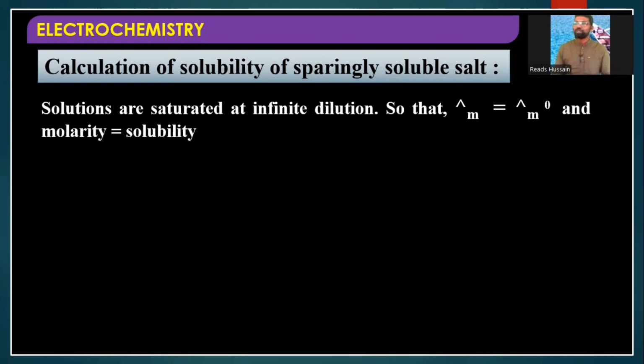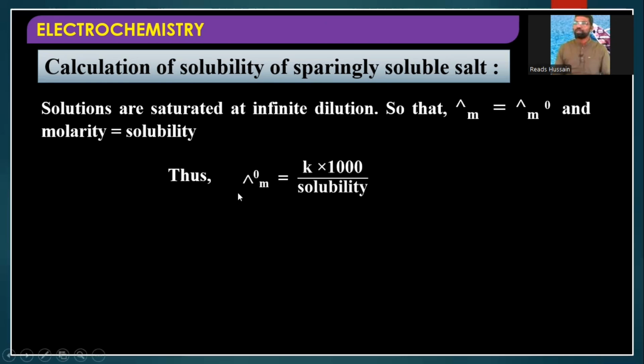Here you see solutions are saturated at infinite dilution. Infinite dilution means when you add more and more water, then the molar conductance at any given concentration becomes equal to molar conductance at infinite dilution. Then molarity is equal to solubility. Write down this relation: molarity is equal to solubility. Molarity means concentration, so concentration is equal to solubility. We are going to get one important formula of solubility.